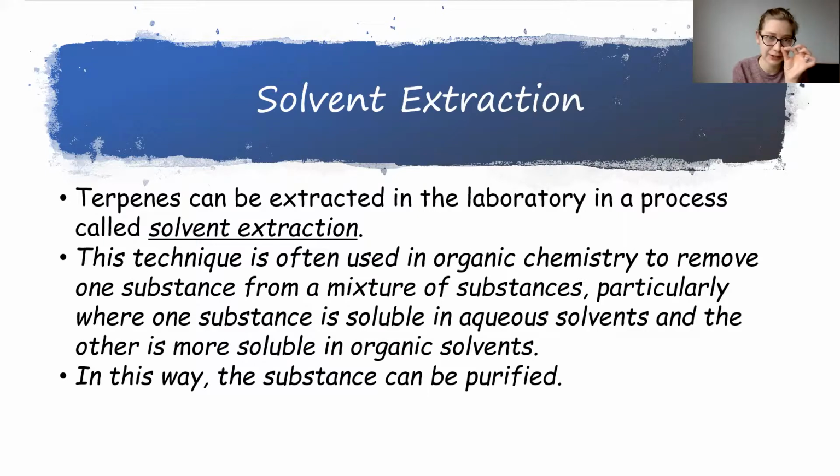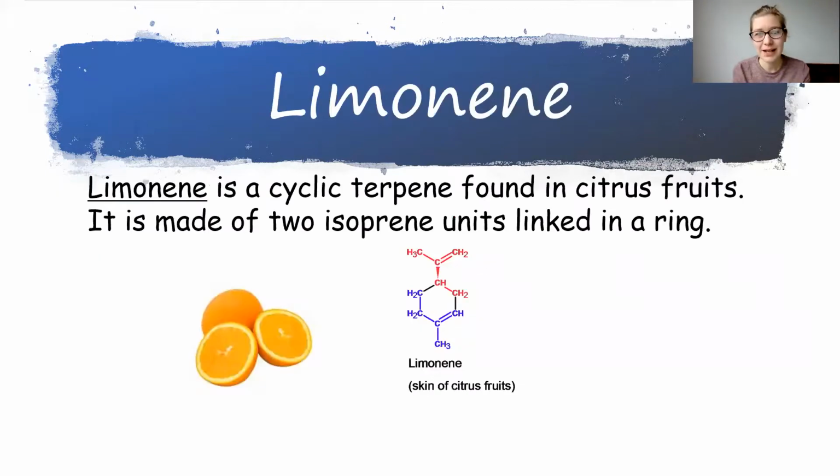We're going to now briefly look at some examples of terpenes. The first one we're going to think about is limonene. So that is a cyclic terpene. We can see the isoprene units. One of the isoprene units has been drawn in red and one has been drawn in blue. So you'll be able to see there are 10 carbon atoms in total in a molecule of limonene, okay? And you can see that some of the carbon atoms have joined to form a ring, so it's a cyclic terpene. It would be found in the skin of citrus fruits such as lemons. Okay, that's limonene.